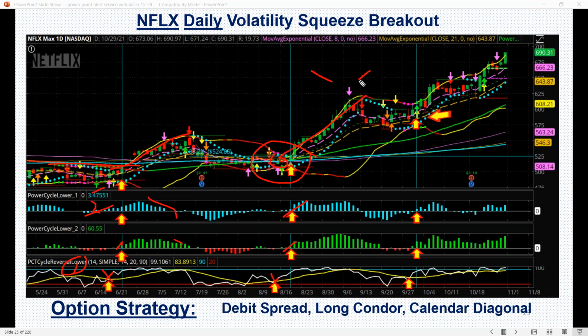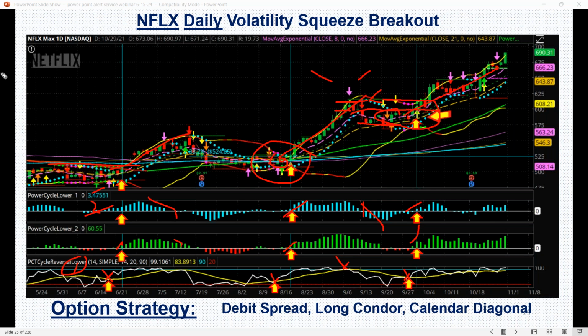Then we start getting a cycle reversal here, getting price exhaustion. What does the market do? Starts going sideways. Then we get negative momentum here. See cycle one going down, then cycle two going down, and we just consolidate sideways in this example. And then we have another cycle reversal here. And then we have another squeeze going on right there, positive momentum, boom, to the upside.